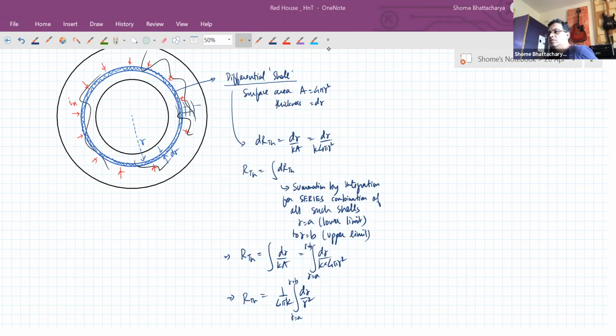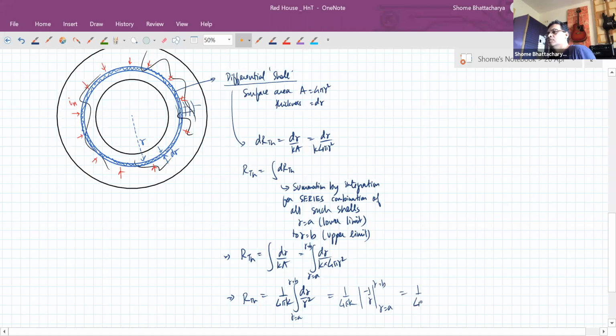Yeah, that's correct. Okay. With the extra minus sign, it will become 1 by A minus 1 by B. Or also write it as B minus A upon 4 pi KAB. Whatever, both of these are correct. So that is the thermal resistance.